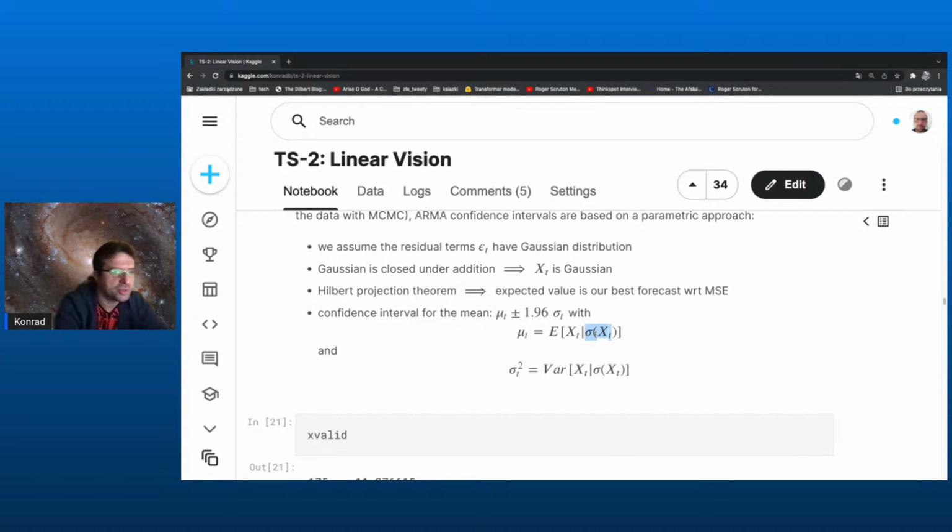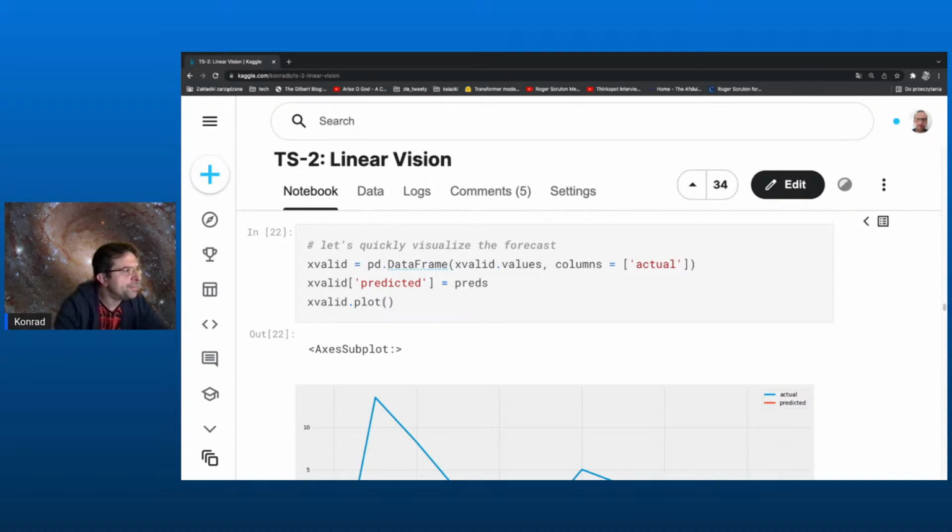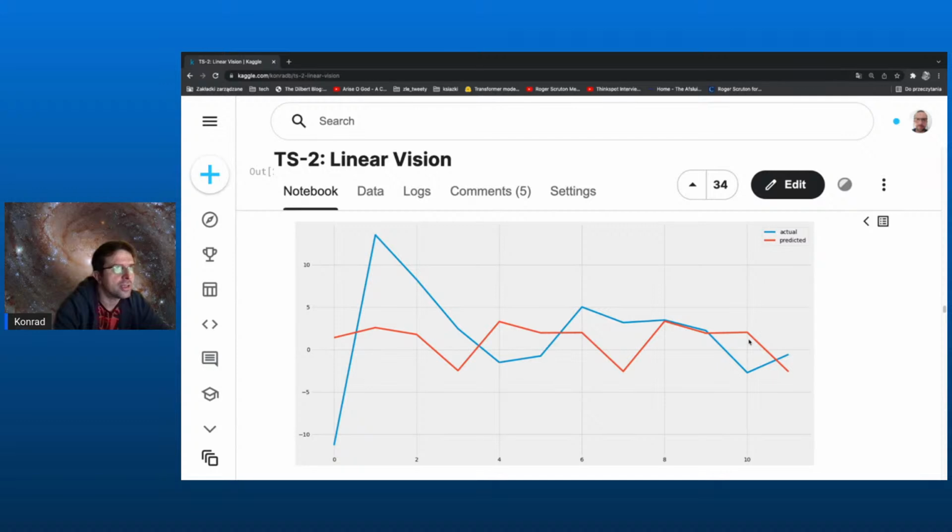This is our validation time series. And this is what our forecast looks like against real data. It's okay. It's kind of non-horrible directionally, but I've seen better.